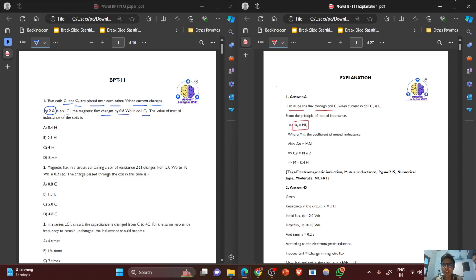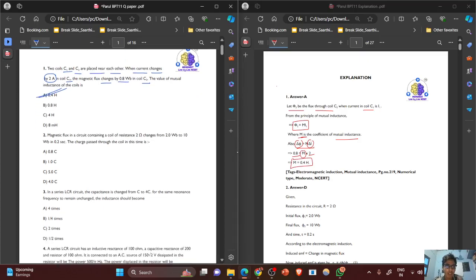The flux in the second coil is dependent on the current in the first. Here M represents the coefficient of mutual induction. Now, change in flux is given by M times change in current. Change in current is 2, and change in flux is given as 0.8 Weber. So M, the coefficient of mutual induction, will come out to be 0.4 Henry. So your correct option will be option number A. Now moving to the next question.